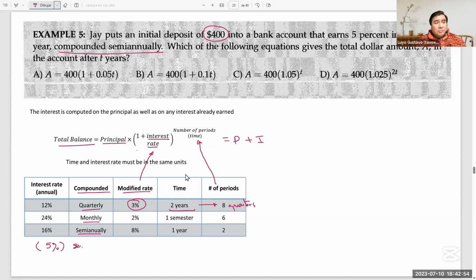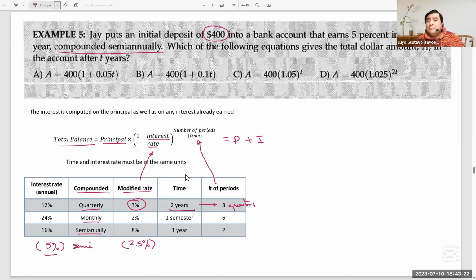Semi-annually, so semi. If it is a semi-annual compounding of the interest and the interest rate is 5%, what would be the modified rate? That is the semi-annual rate. What would be this value here? Excellent, 2.5%. Now, the duration of the investment, what is the duration of the investment in this question?